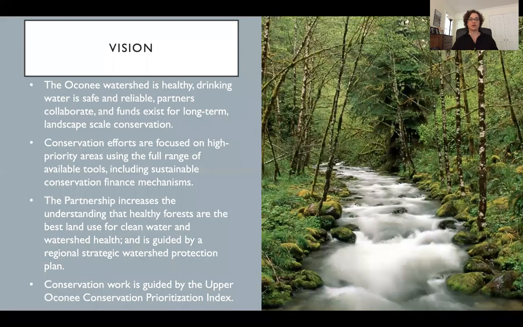It's our vision that the Oconee watershed is healthy, drinking water is safe and reliable, partners collaborate, and funds exist for long-term landscape scale conservation. Our conservation efforts are focused on high priority areas using the full range of available tools, including sustainable conservation finance mechanisms. The partnership increases the understanding that healthy forests are the best land use for clean water and watershed health, and is guided by a regional strategic watershed protection plan. Our work is also guided by the conservation work of the Upper Oconee Conservation Prioritization Index.